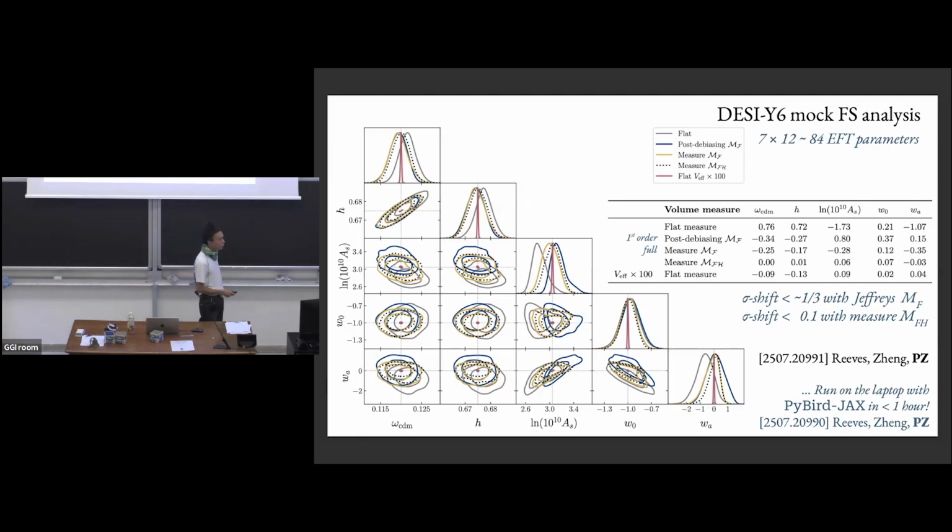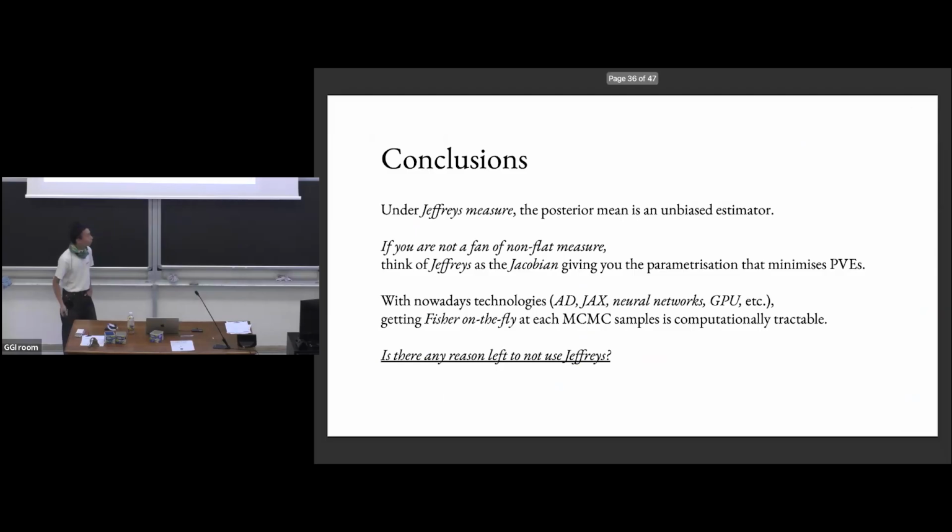And what is nice with these new AI technologies is that now we can essentially compute the derivatives for almost free using automatic differentiation, which gives us derivatives of machine precision, such that we're able to compute the Fisher in the Jeffreys measure at each point of the MCMC with minimal extra costs.